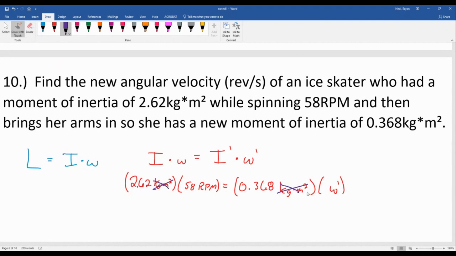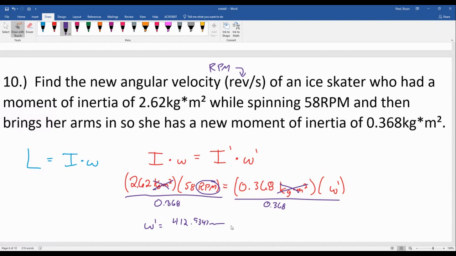The weird units from the moment of inertia will actually cancel each other. We're going to get RPM, so we do need to remember that we have RPM, and we'll have to get the revs per second in a little bit. But we can find omega by dividing. And again, you don't have to show the intermediate work. You don't even have to see the intermediate work if you type this all at once on your calculator. But we get that omega prime is 2.62 multiplied by 58 divided by 0.368, which gives us something like 412.9347, and so on.